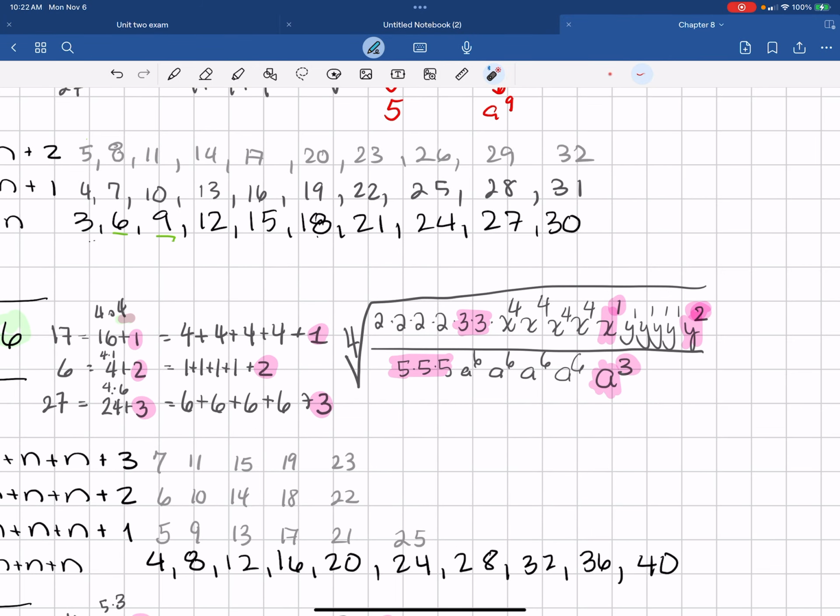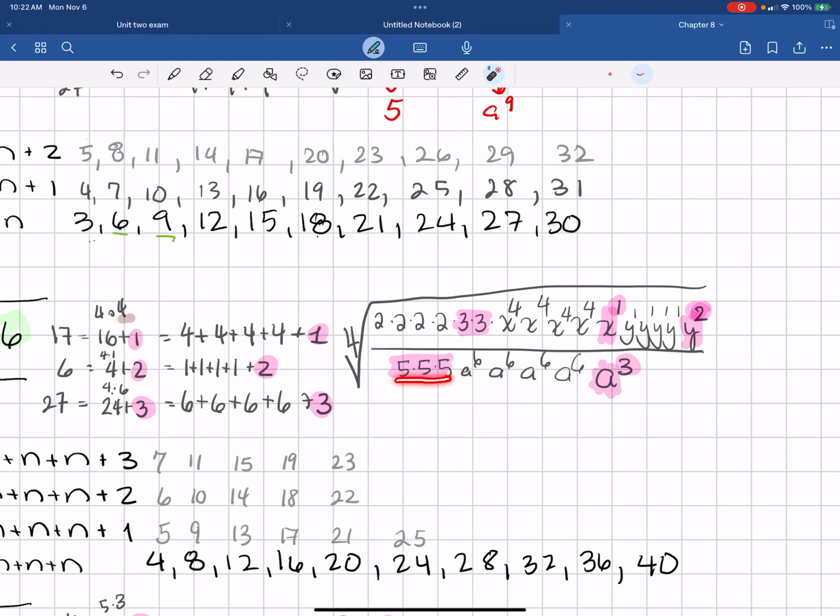But I now write it all out. 144 is four 2s and two 3s. x to the 17th is x to the 4th 4 times and an x to the 1. y to the 6th is y to the 1 4 times and a y squared.